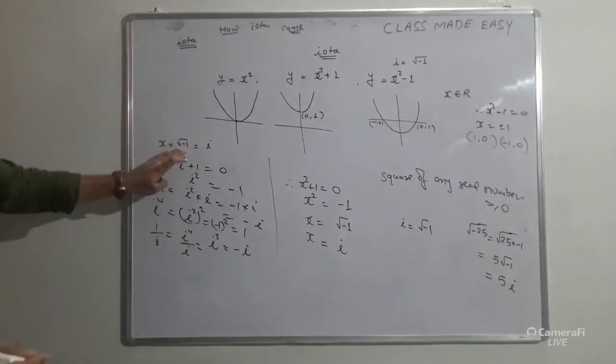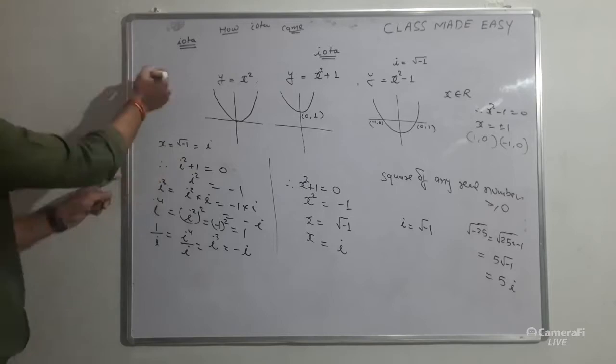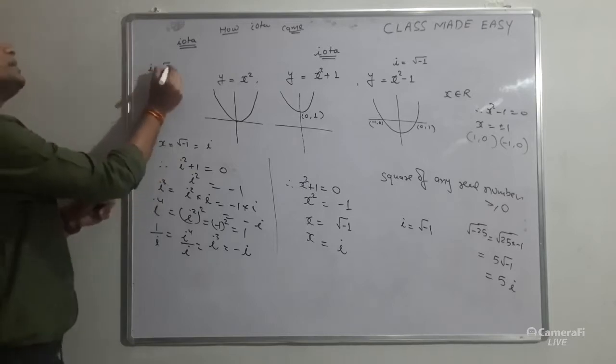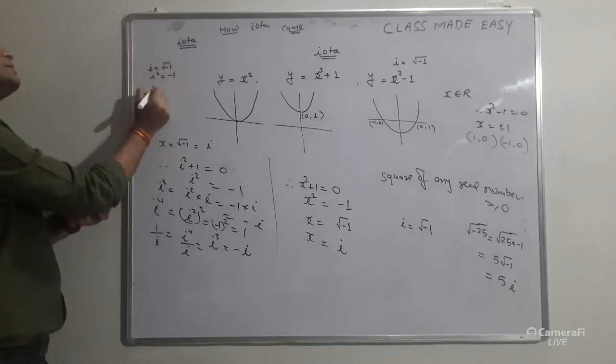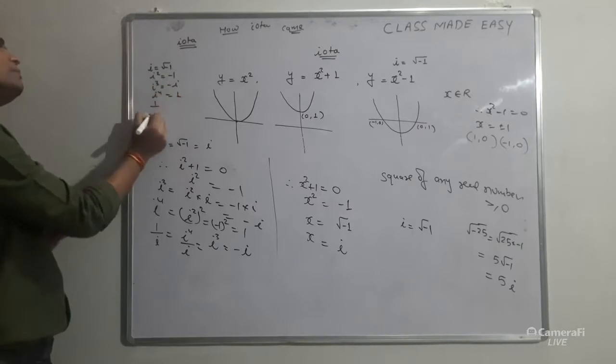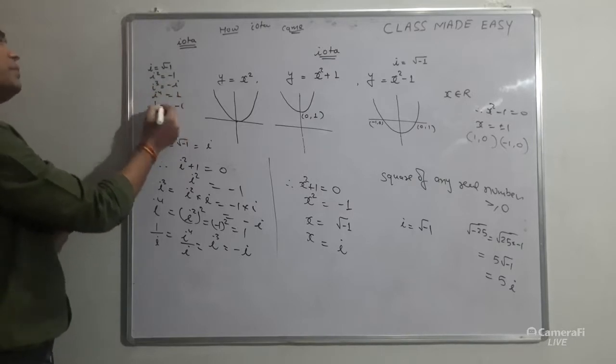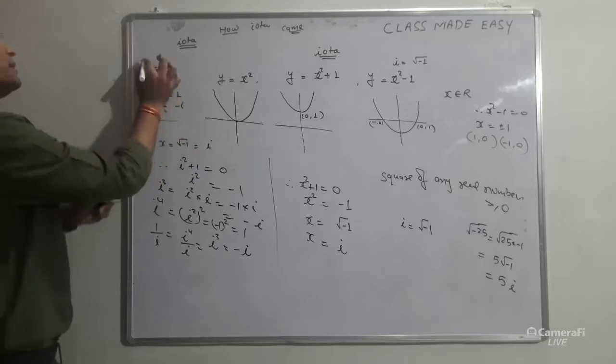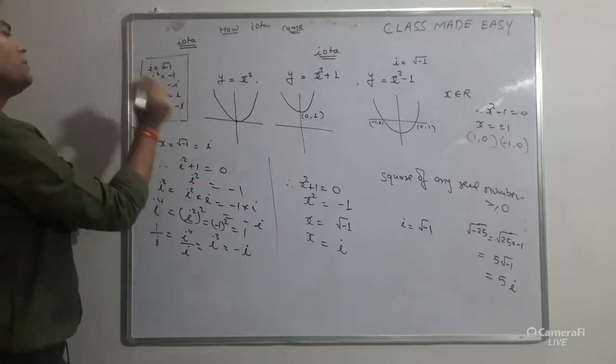What is iota? Iota is root minus 1. Iota, I write here, iota is root minus 1. i square is minus 1. i cube is minus iota. i to the 4 is plus 1, and 1 upon iota is minus iota. So these 5 cases are useful for problem solving.